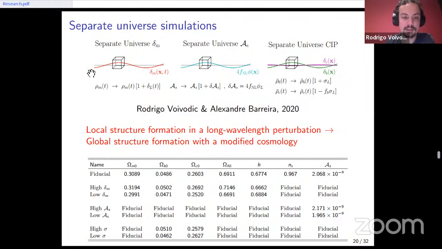So here is the figure, you can see the idea. We have these long wavelength perturbations. Then we assume that we have a box that is much smaller than the wavelength of this perturbation. So the perturbation in the box is just constant. Okay, so you can do this approximation.